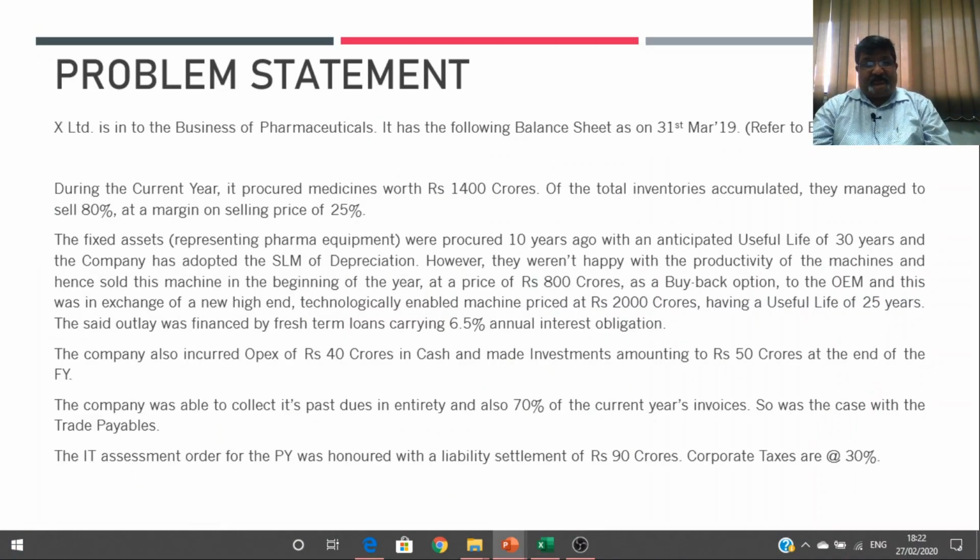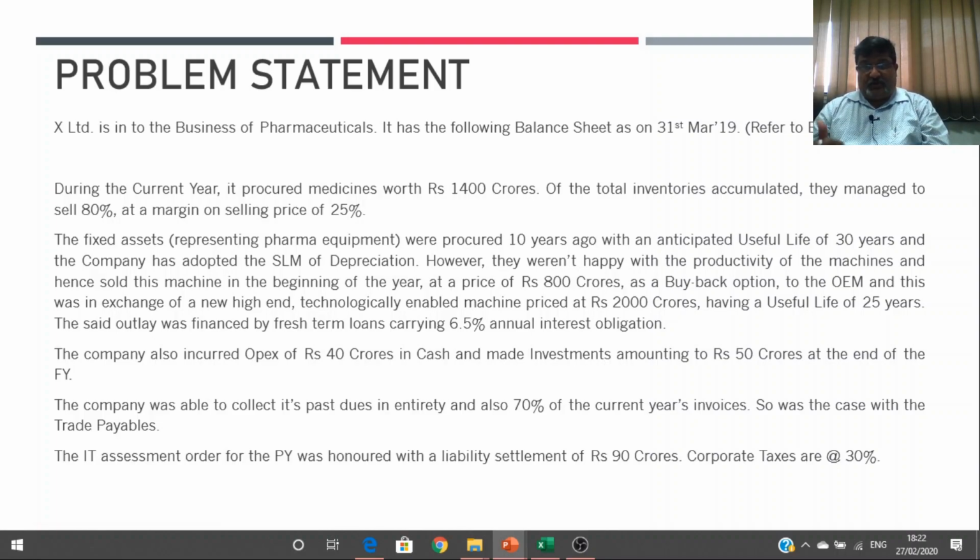During the current year, it procured medicines worth rupees 1400 crores. Of the total inventories accumulated, they managed to sell 80% at a margin on selling price of 25%. The fixed assets representing pharma equipment were procured 10 years ago with an anticipated useful life of 30 years, and the company has adopted the straight line method of depreciation. However, they were not happy with the productivity of the machines and hence sold this machine at the beginning of the year at a price of rupees 800 crores as a buyback option to the OEM.